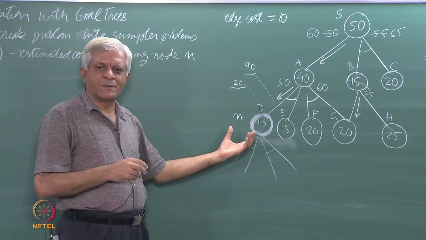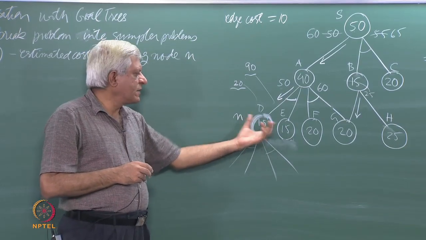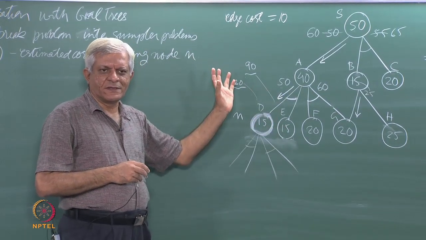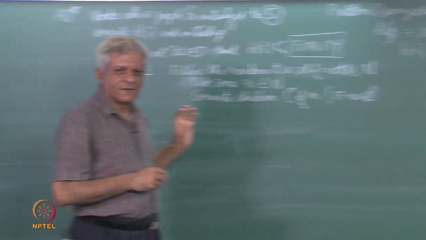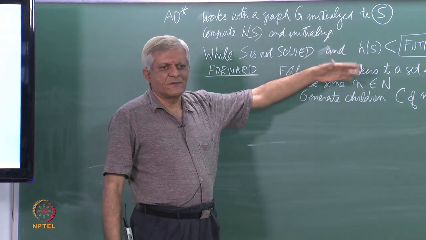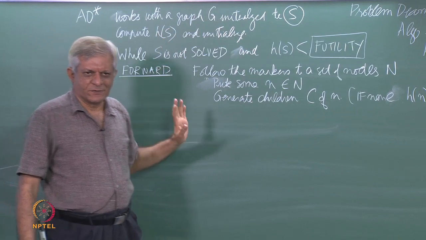I should somehow abandon this whole solution of which this is a part, because if I cannot solve D, then I cannot compose this solution which has D and E as its parts. So, I should abandon the whole thing. How do I do that? I simply say the cost of solving n is futility, because my algorithm is only looking for something which is less than futility, which means that this will never be considered henceforth essentially.